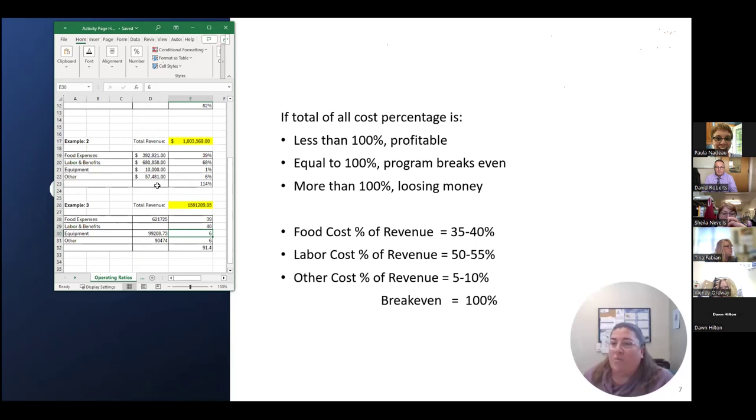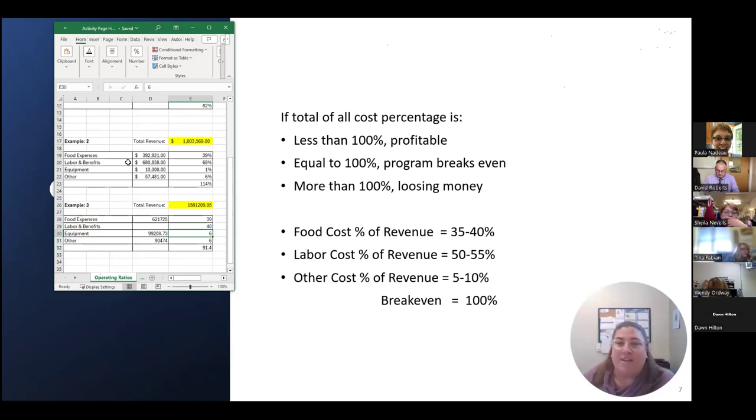Example two, who can tell me, looking at this, what is this telling you? Anybody want to share? No takers? It looks like you're overstaffed. You're right. Looks like we are overstaffed. 68%. That's where the problem is. So you're at 114%. You're losing money. That's an indicator from this. You want to then dive into your labor and benefits and see what happened, what you can do there.